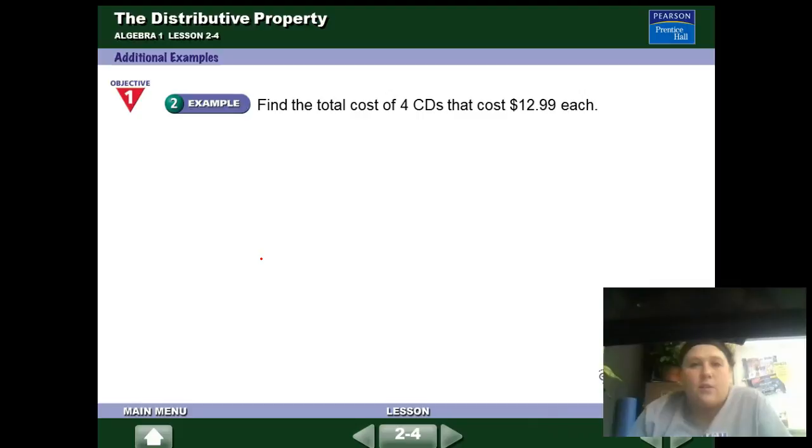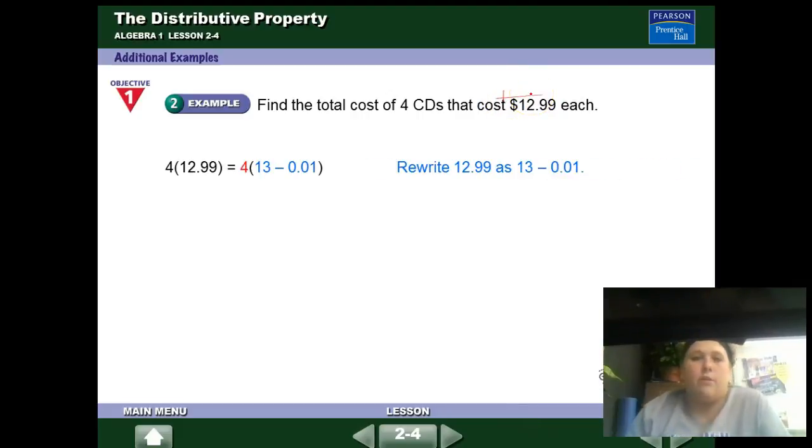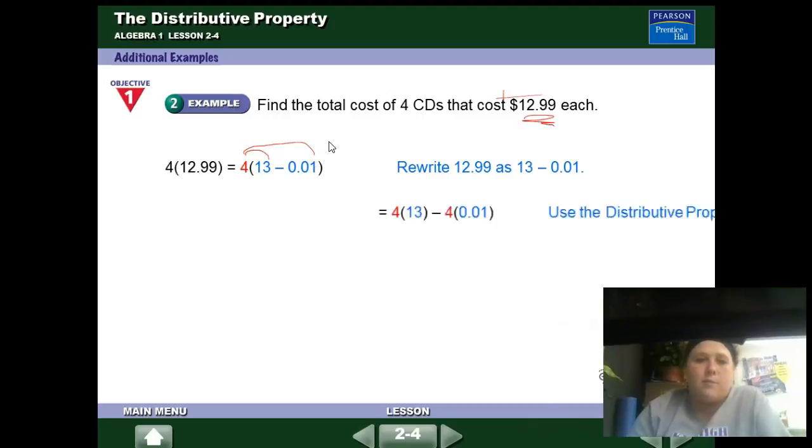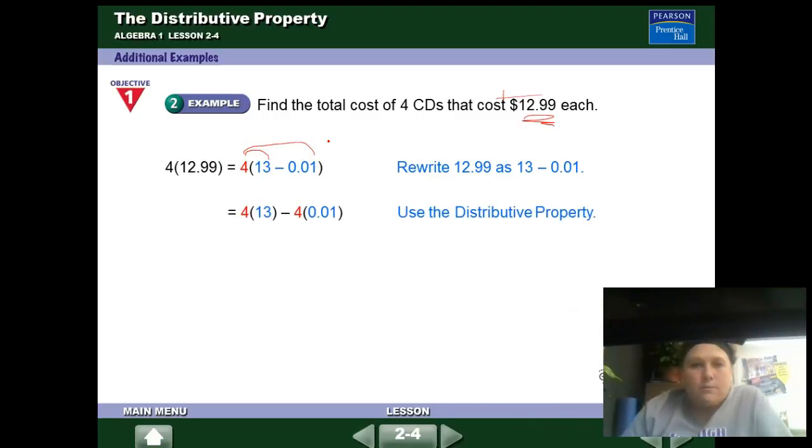Second example says find the total cost of 4 CDs that cost $12.99 each. Once again, trying to make this into an easier problem, or maybe what you call your mental math. $12.99 is close to 13. So I can do 13 minus 1 cent, because here in blue would add up to my $12.99. I have 4 CDs, so once again, little rainbow, 4 times 13, and then we're going to have a big rainbow, 4 times 0.01. You can see in red, 4 went to both terms in my parentheses, the 13 and the 0.01.